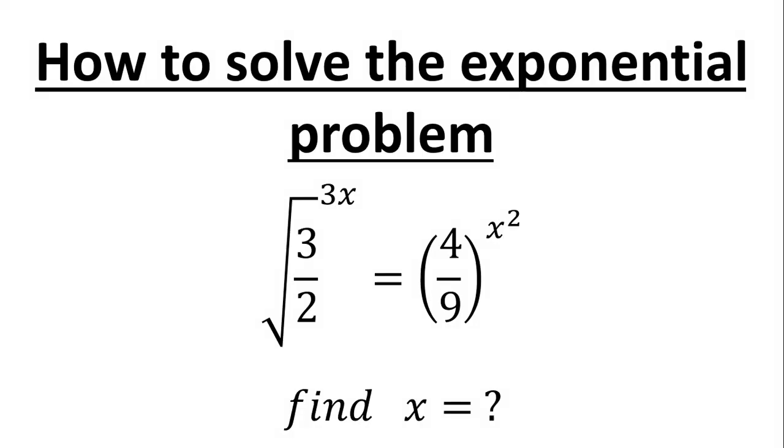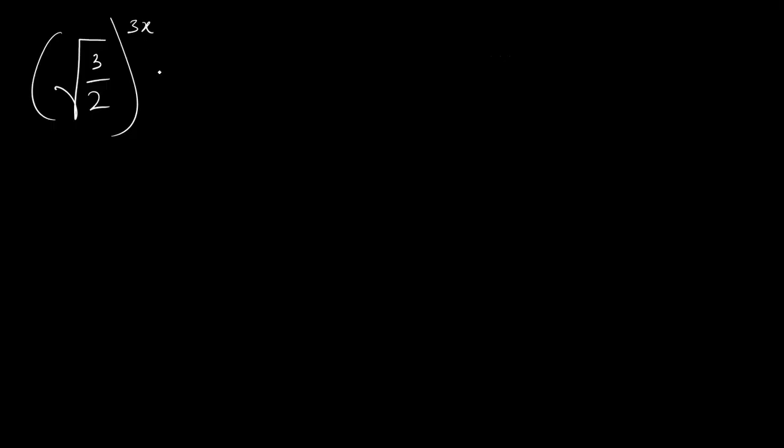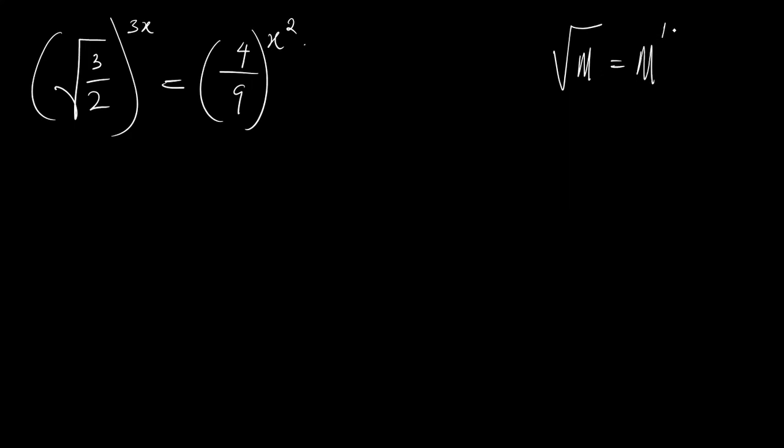Now we are given the square root of 3 all over 2 all raised to power 3x equal to 4 all over 9 all raised to power x squared. Now, in indices, the square root of m is the same thing as m raised to power half.